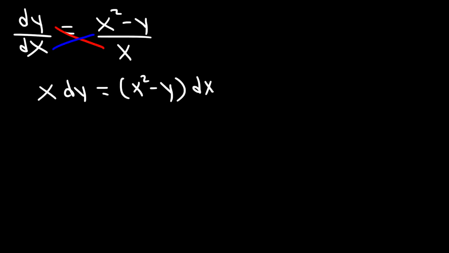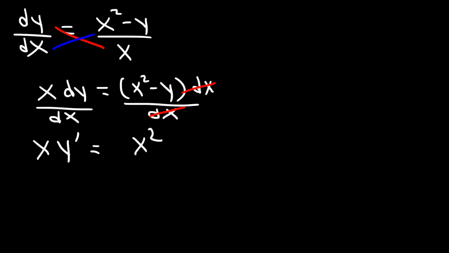Now we need to get dy over dx, so let's divide both sides by dx. And then we can replace dy over dx with y prime. So we have x y prime is equal to x squared minus y. Now let's add y to both sides. So it's going to be x y prime plus y, and that's equal to x squared. So now we have it in a form that's more familiar to what we've been working with.